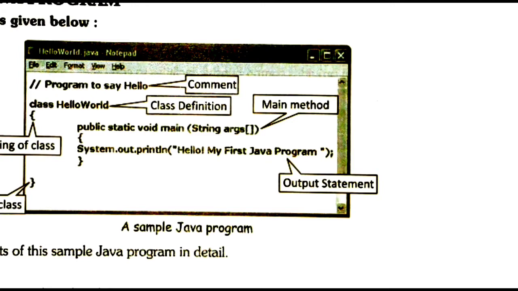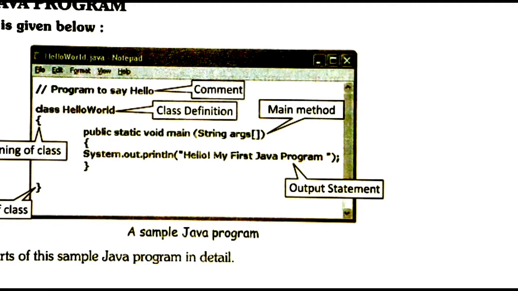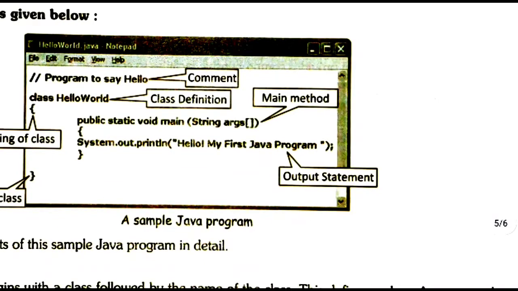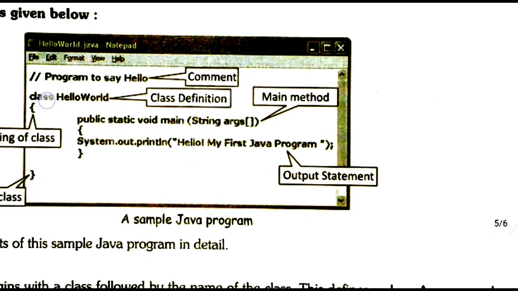We add comments inside a program. For example, suppose you are reading the program and this comment is for you, program to say hello, and you will come to know that the program written below will print hello on the screen. So this comment is for you, not for the compiler. That's why comments are for the user, and these lines are ignored by the compiler. Understood?